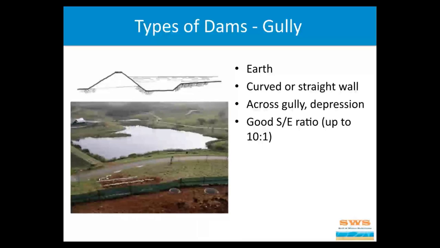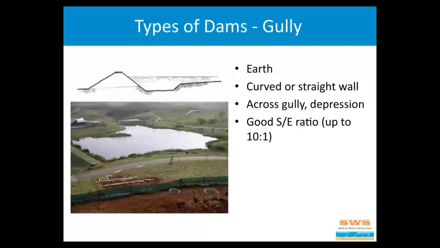So you'll see there we've got a good S to E ratio. S to E is storage to earth ratio. In a gully dam, sometimes we can get 5 to 10 to 1. So for every cubic metre of soil we dig out to build a wall, if we've got a nice broad storage area, we may get 5 to 10 cubic metres of water.